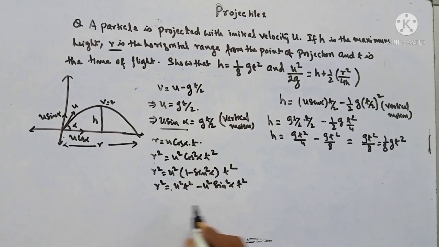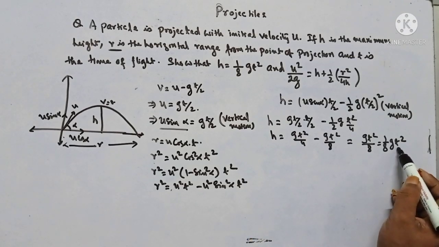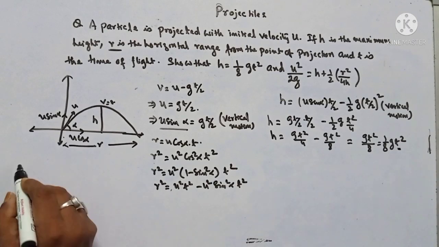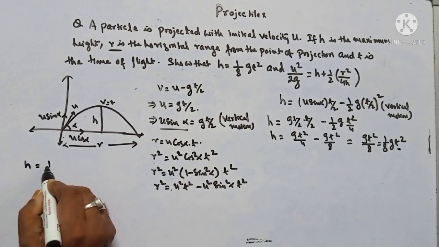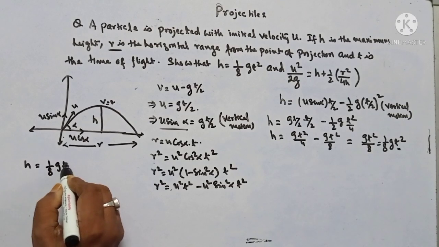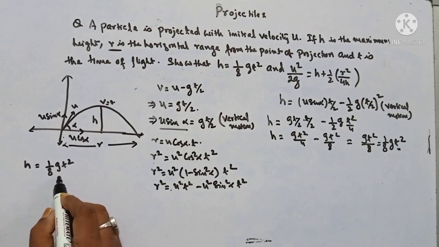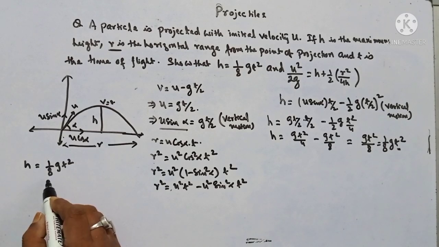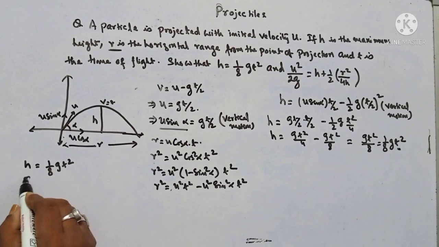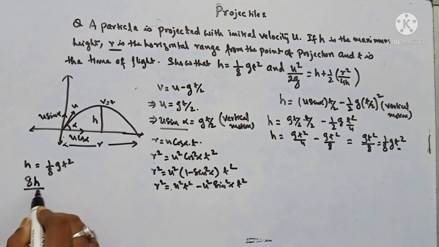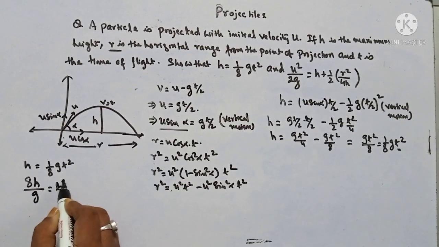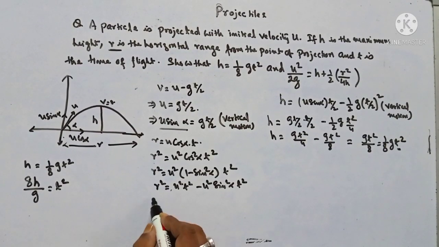Now here you can do one thing: the value of T square I can find out from here. We know that h is equal to 1 by 8 gT square. So your value of T square will be 8h by g. So you can place the value of T square here.